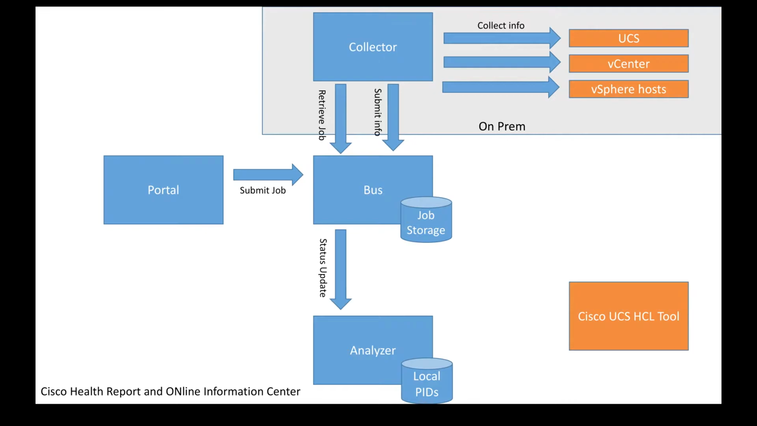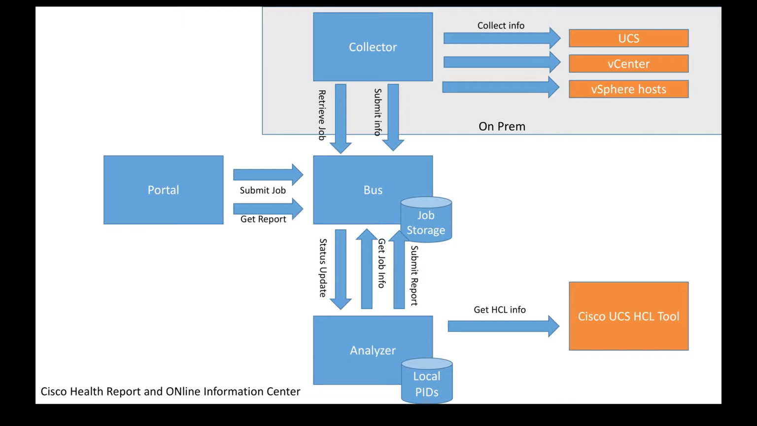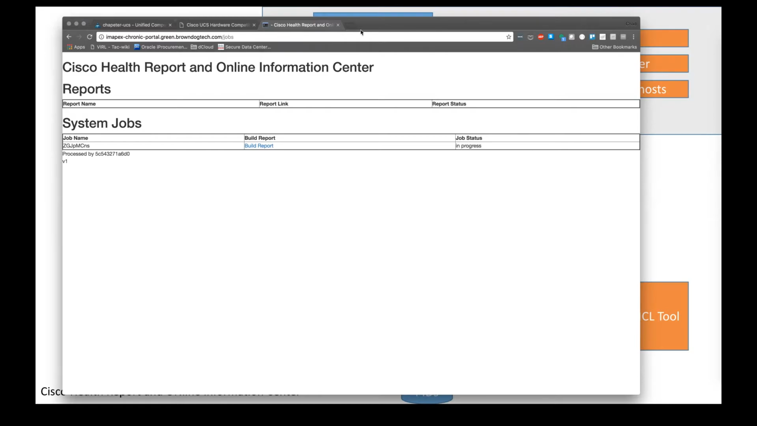Now, the message bus, as it's receiving updates, it's going to be sending those updates via a webhook to the analyzer. And then as the analyzer gets the update that it's completed, it's going to reach back out to the bus to get the full details of that job, and then it's going to get the HCL info from the HCL tool, and it's going to compile and submit the report details back to the bus. And then once the portal sees that there's a new report available, it's going to get and present that then to the user. So let's flip back over here real quick, and we're going to go ahead and refresh this page. Hopefully this is completed.